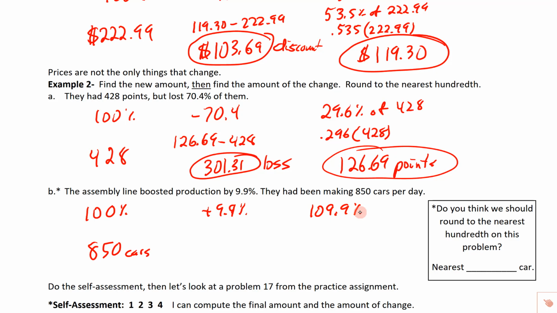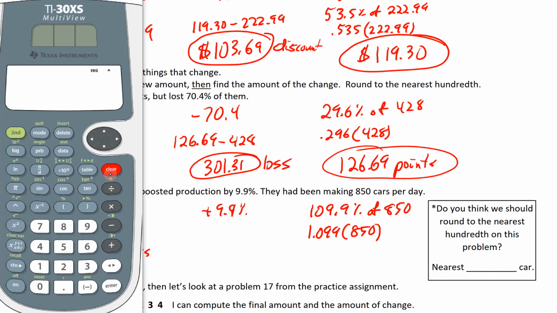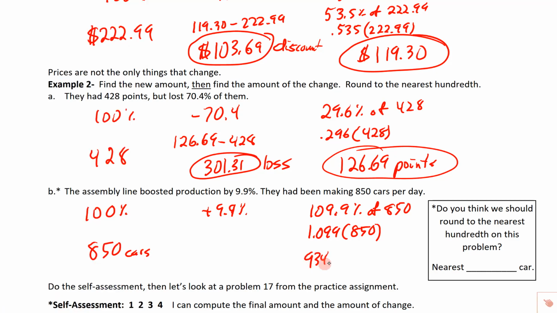109.9% of what we used to, and that was 850 cars. So let's throw this in the calculator, but we've got to move this over. So this is going to be 1.099 of means times, so of 850. So we'll multiply those together. Grab the calculator. Let's see what we get. 1.099 times 850. And we end up with 934.15. So I'm going to write down 934.15.